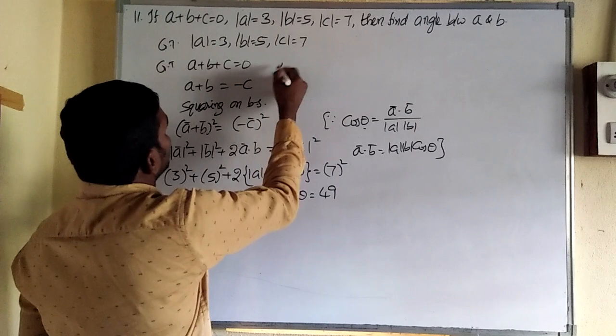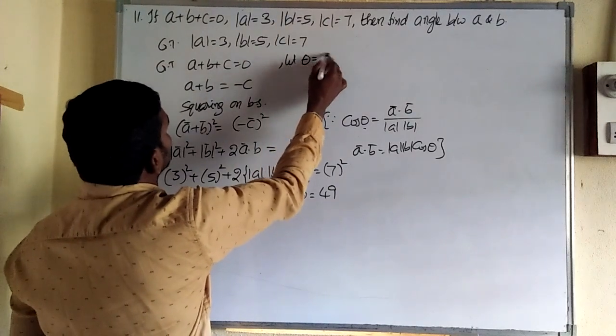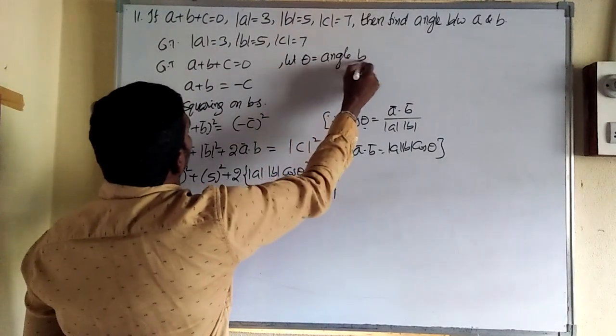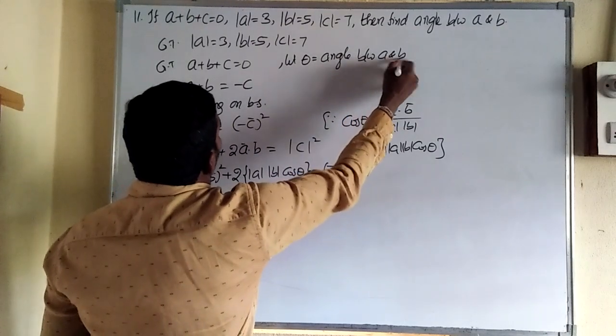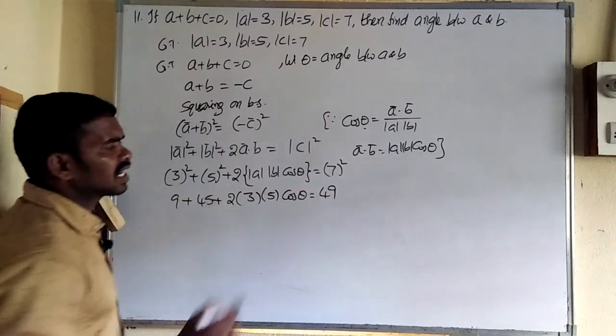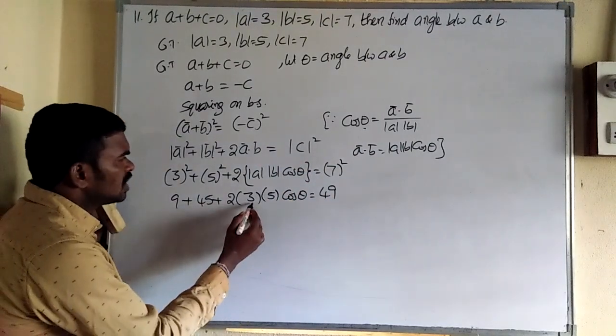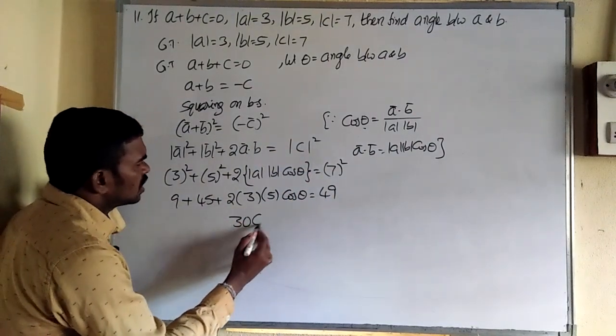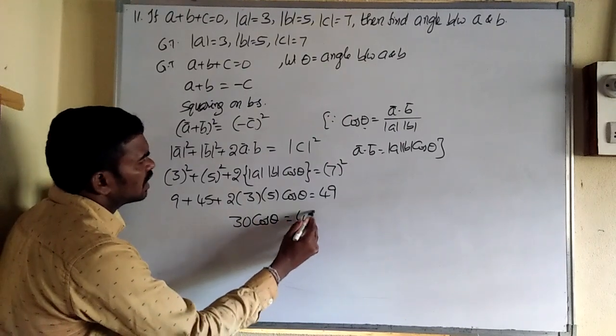So we assume theta is the angle between A and B. That's why the cos theta formula is like this. Now 2 into 3 into 5 is 30 cos theta, and this is equal to 49 as it is.